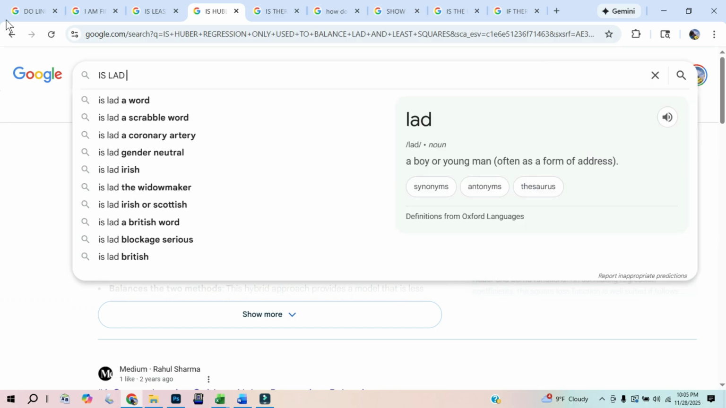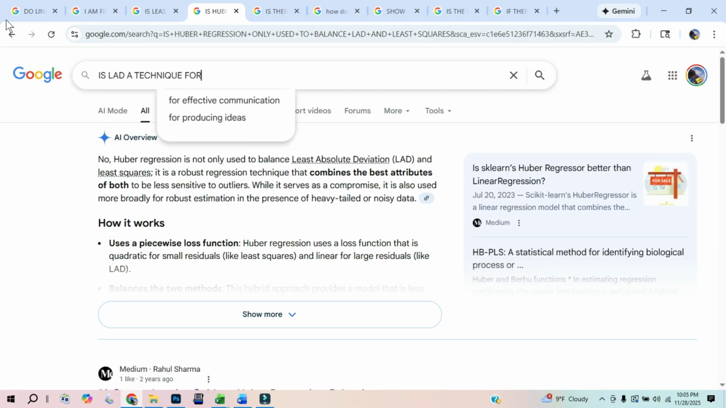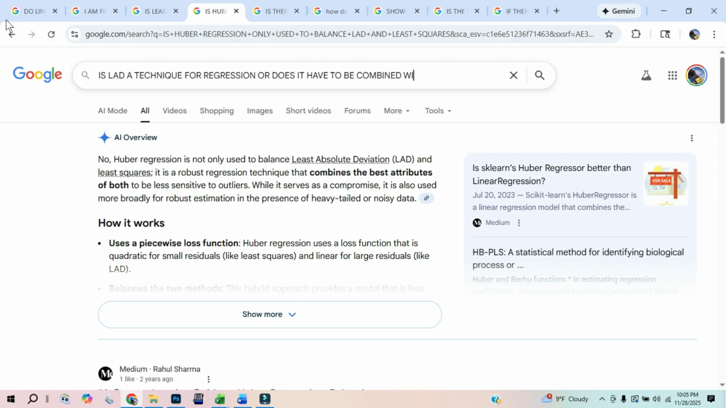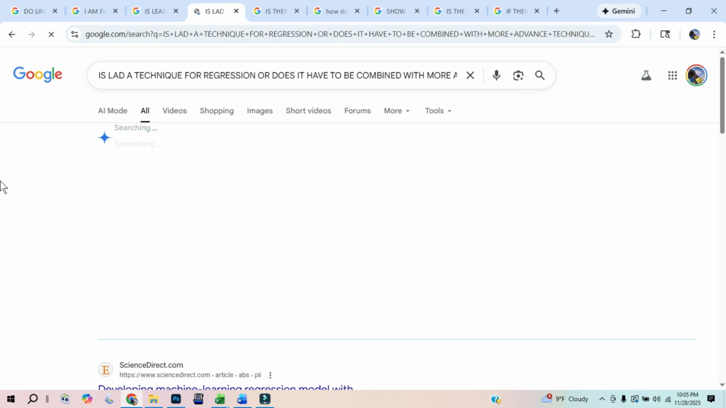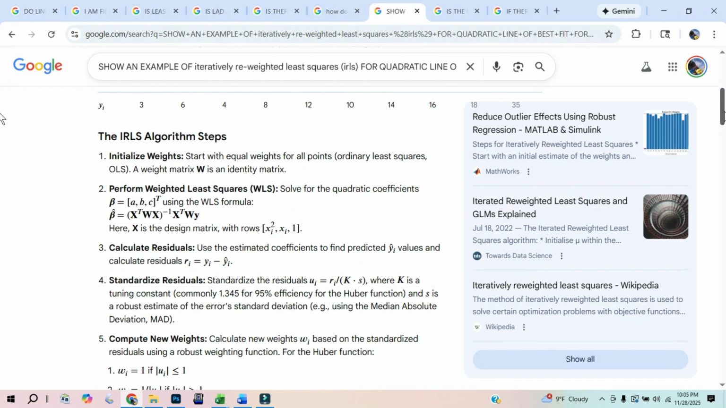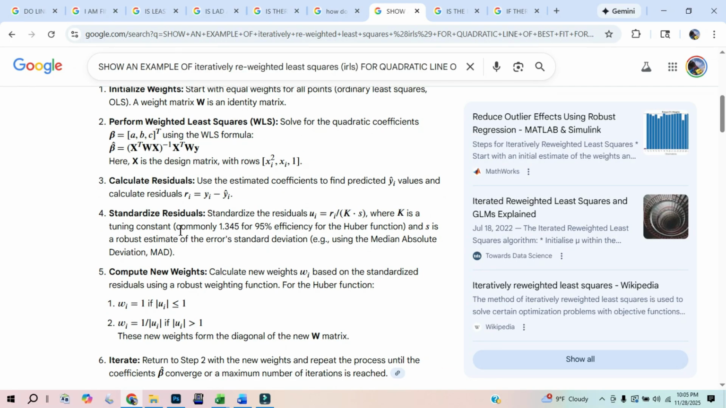Is LAD a technique for regression, or does it have to be combined with more advanced techniques? It is a distinctive technique for regression that minimizes the sum of the absolute errors, and it does not have to be combined with other methods. And so that's fascinating because I swear, like right here, it talked about the Huber guy standardizing the residuals.